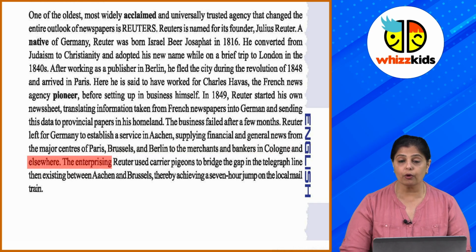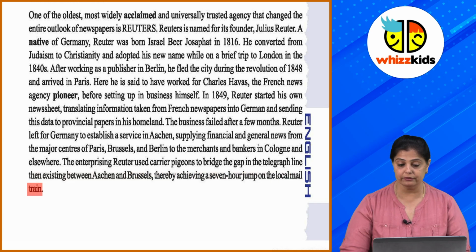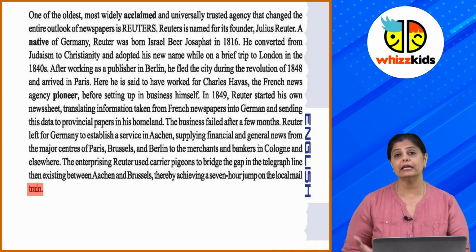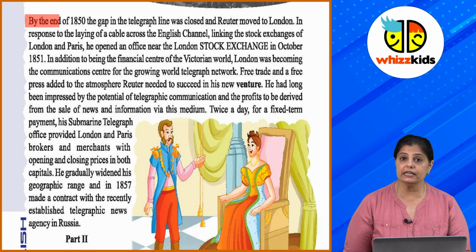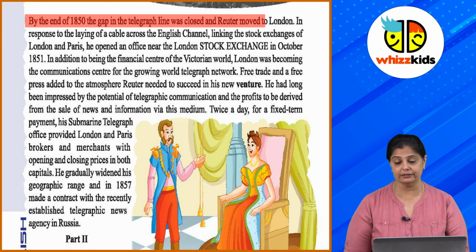The enterprising Reuter used carrier pigeons to bridge the gap in the telegraph line then existing between Aachen and Brussels, thereby achieving a 7-hour jump on the local mail train. So he tried different ways by which the data could reach in a faster manner. By the end of 1850, the gap in the telegraph line was closed and Reuter moved to London.